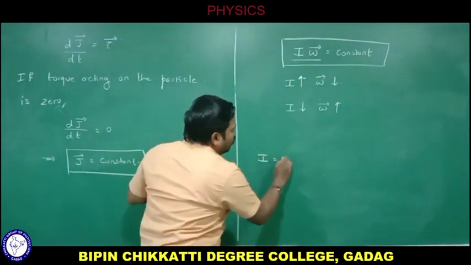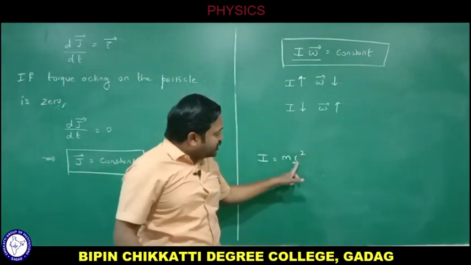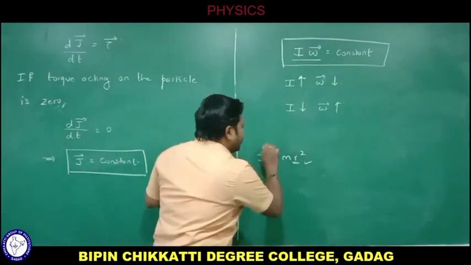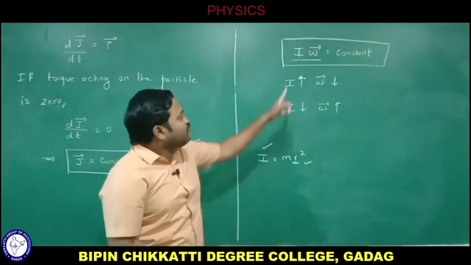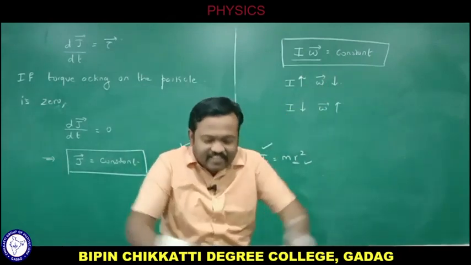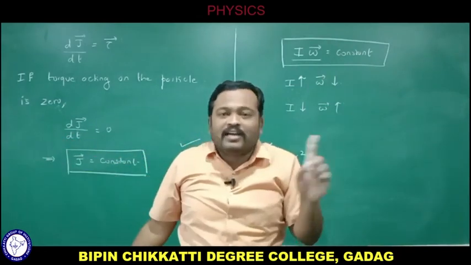We know I equals mr squared. If you increase the distance from the axis of rotation, what increases? Moment of inertia increases. If moment of inertia increases, what happens to the angular velocity? It decreases. That is the reason if she opens her hands like this, the speed automatically decreases.